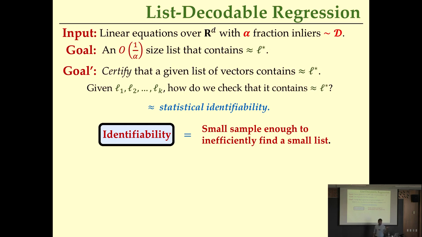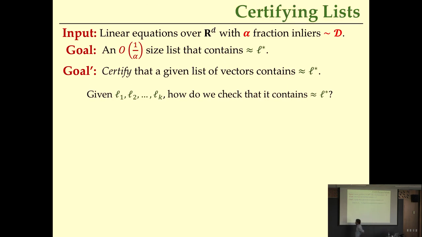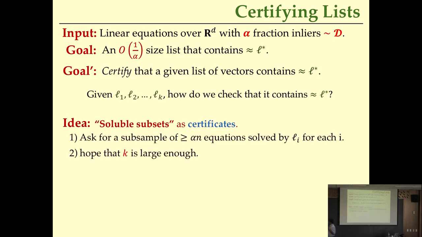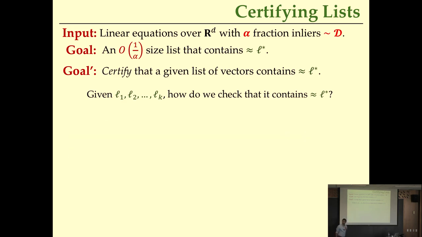You could say, I'll find you some alpha n size subset, and I'll find you a linear function that solves those equations. Well, I'm not happy with that. I want you to find a list that contains the original L star, and the L star is whatever solved the original inliers. That's the only thing that will make me happy here. Good. So that's the question we are after. How can we check if a given list is actually good?